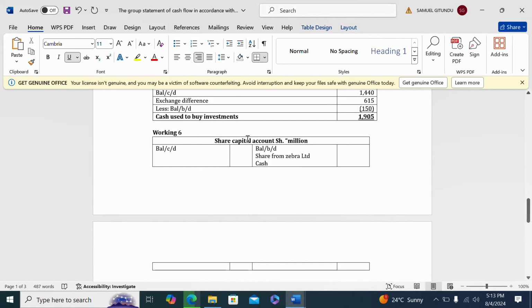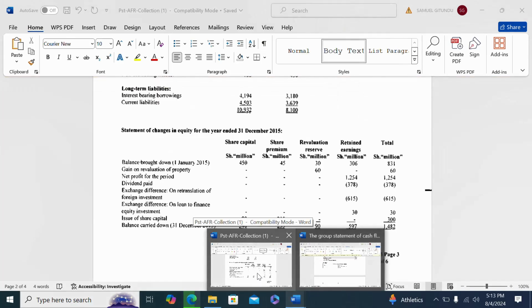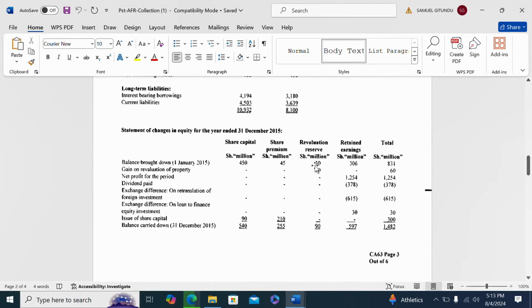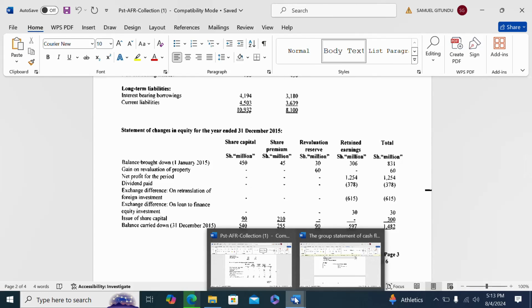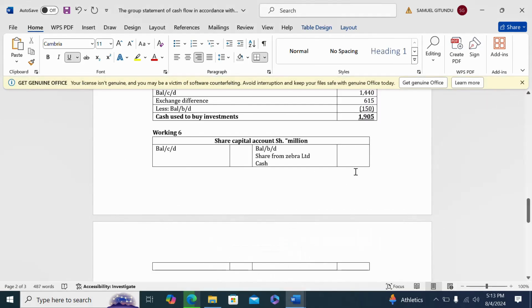Working 6. What was the balance brought down of the share capital? We check from the statement of financial position, or we can check from the statement of retained earnings. The balance brought down of share capital was 550, sorry. So the balance brought down was 550.